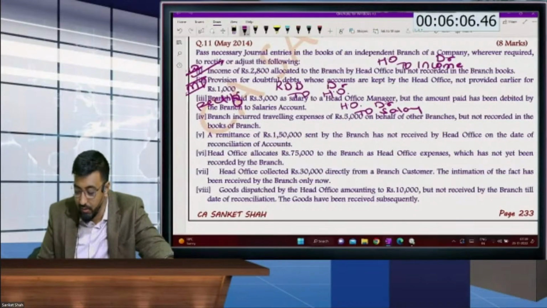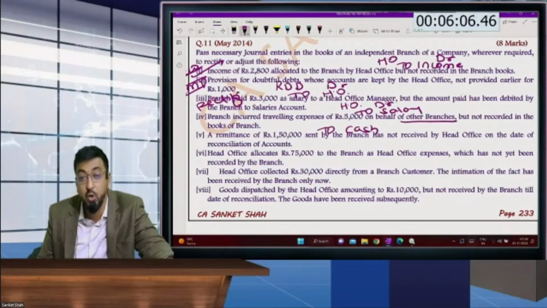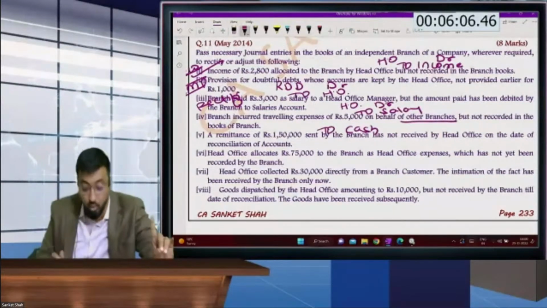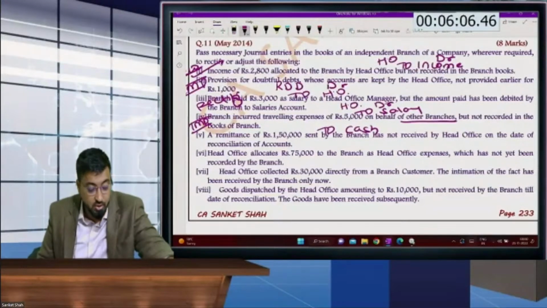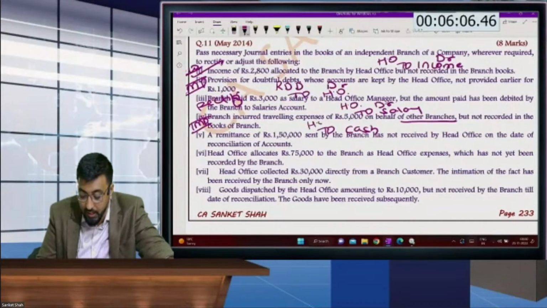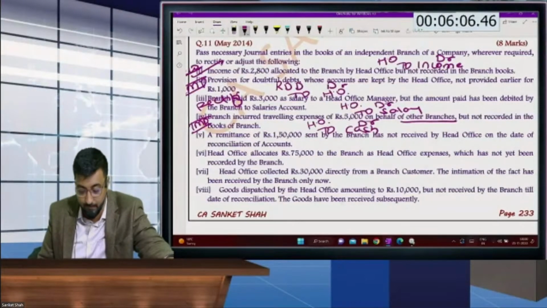Branch incurred traveling expenses on behalf of other branches, but not recorded in the books of branch. So to cash. But remember, branch will not directly contact other branches. Branch will contact head office. So branch does not have right. This is very IMP. Branch does not have right to contact other branches. So HO will be contacted and money will be recovered from HO. So HO to cash. Now this is again IMP entry.